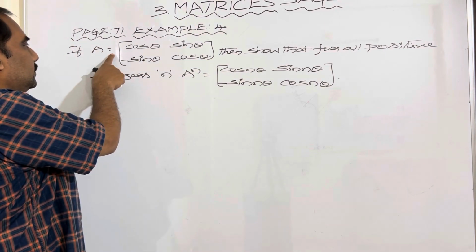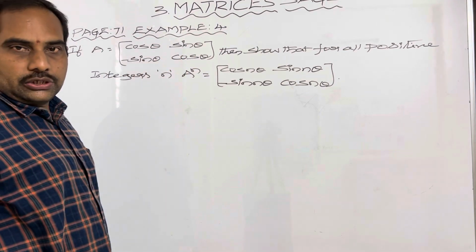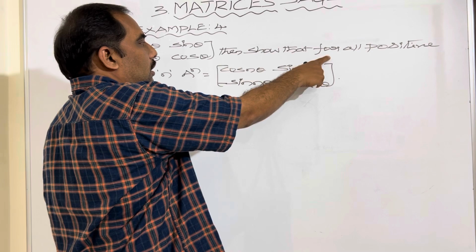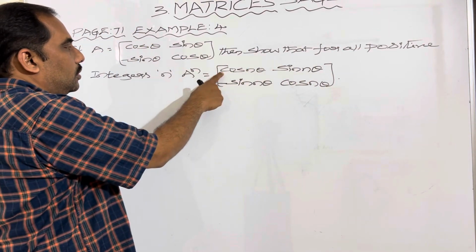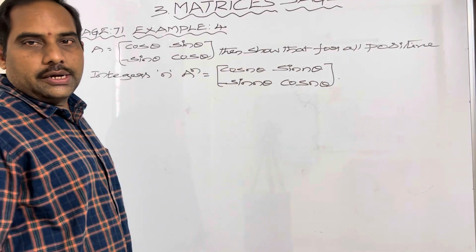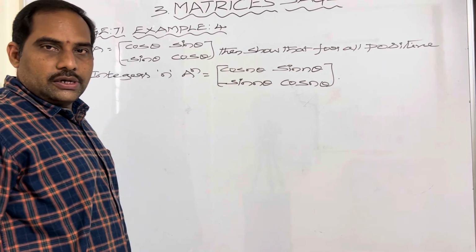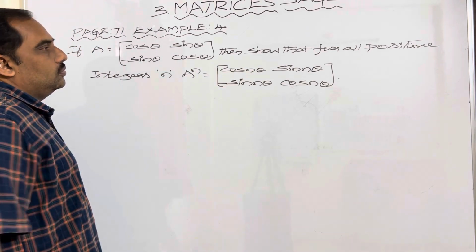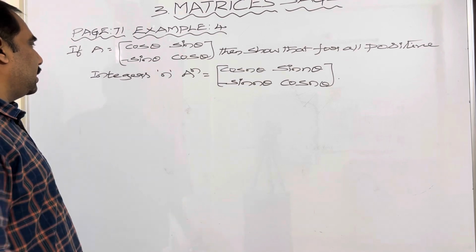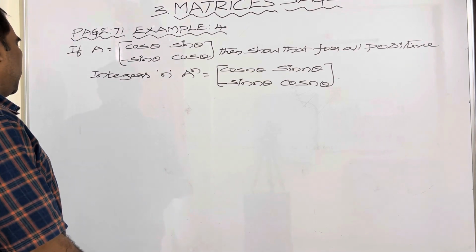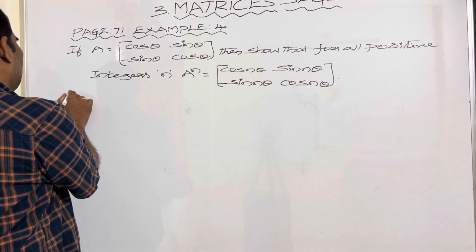If matrix A is equal to cos theta, sin theta, minus sin theta, cos theta, then show that for all positive integers n, A to the power of n is equal to cos n theta, sin n theta, minus sin n theta, cos n theta. See, we can prove these type of problems in the matrices by using mathematical induction. We know that mathematical induction can be proved by using 3 steps.